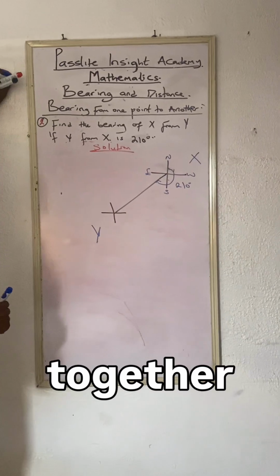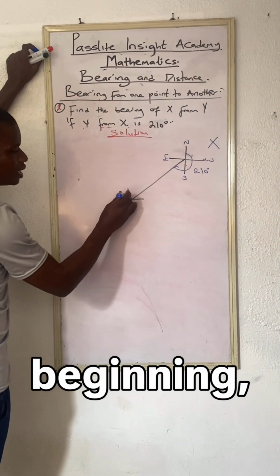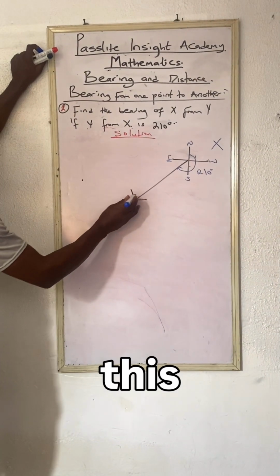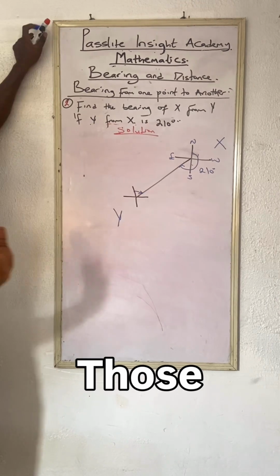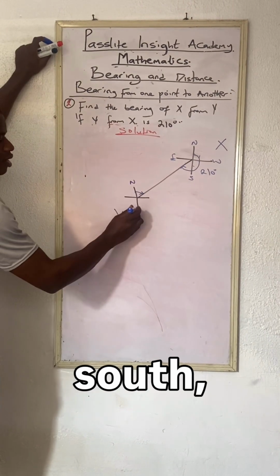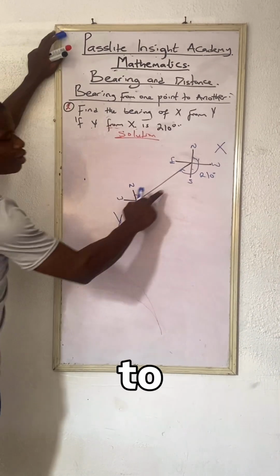So let's see the line together. We need this point from the beginning. I told you from the beginning, this is the line. So this particular line, that is what you need. Don't stress yourself. So north, south, east, and west. So let's go there to get it here.